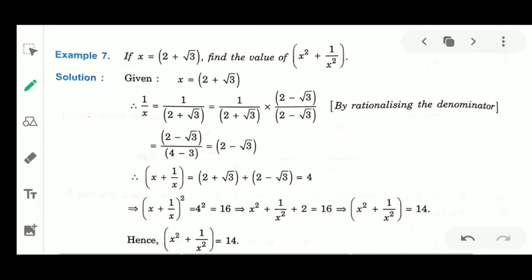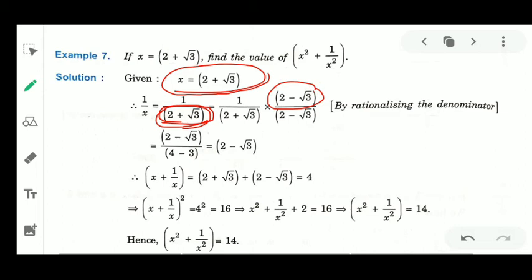Next we have example 7. If x equals 2 plus root 3, then find the value of x square plus 1 by x square. So here we have x equal to 2 plus root 3. Write it down first. Then 1 by x will be 1 by 2 plus root 3. Just put the value of x. Then rationalize the denominator, that is, multiply the conjugate of the denominator on both numerator and denominator. So multiply 2 minus root 3 on numerator and denominator also.